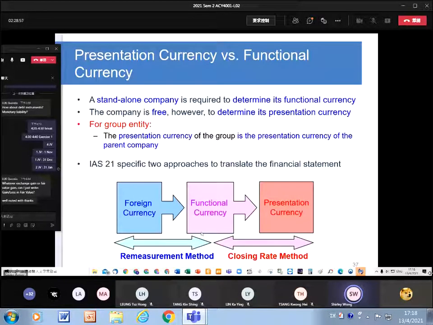Then you do not need to do anything. If your functional currency is the same as your presentation currency, then you do not need to go through the closing rate method. However, for a group entity, they have no choice. Their presentation currency is already designated by the parent company, and then they need to determine their functional currency. Therefore, if a company determines a functional currency that is different from its presentation currency, when they want to do the translation, they need to use the closing rate method. Closing rate method is from functional currency to presentation currency.